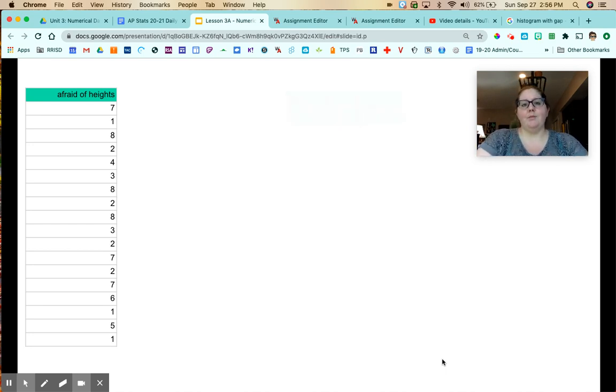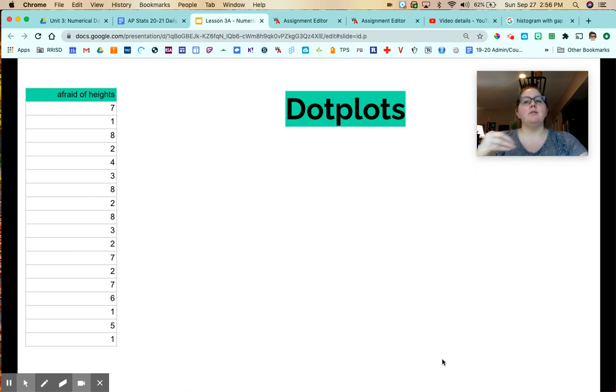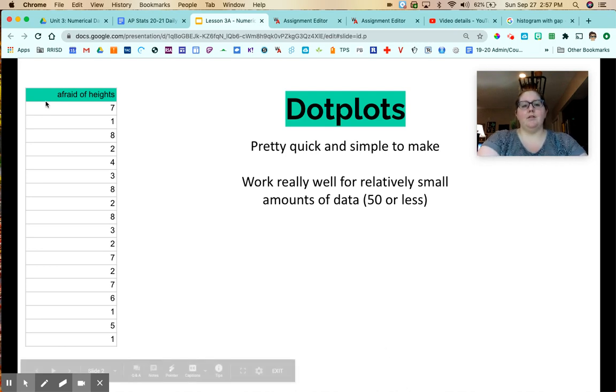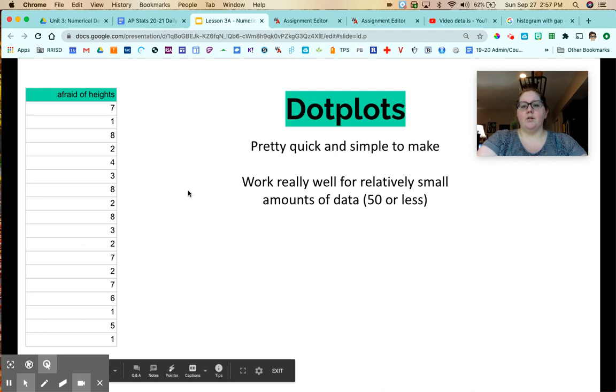So one graph that I can make is called a dot plot. A dot plot is probably the most basic, the most simple way that I can represent numerical data graphically or visually. It's pretty quick and simple to make, and it works really, really well for relatively small amounts of data, like 50 or fewer numbers in our set of data.